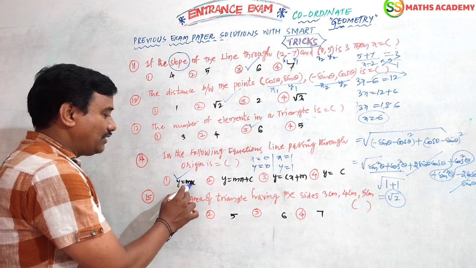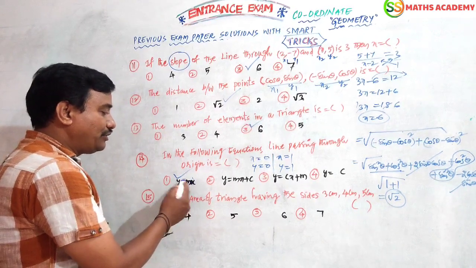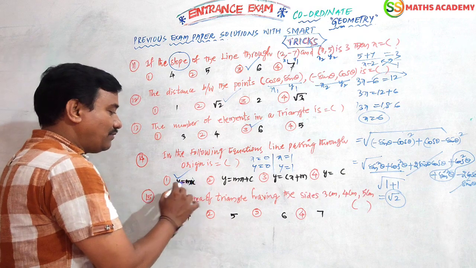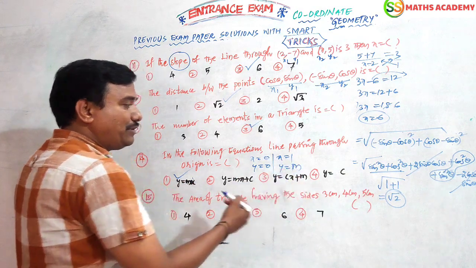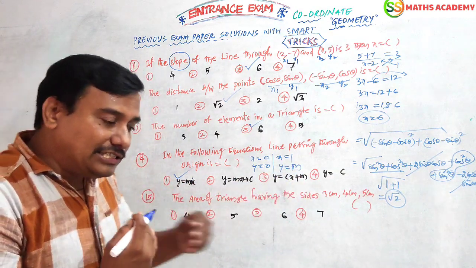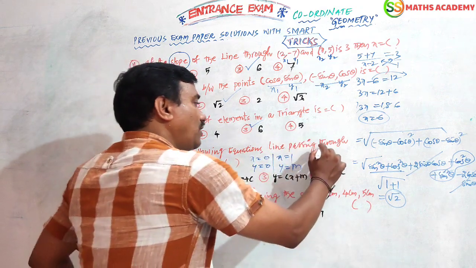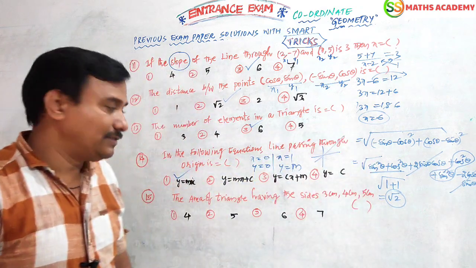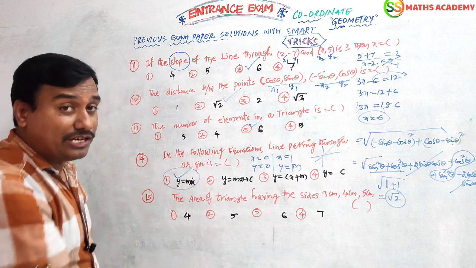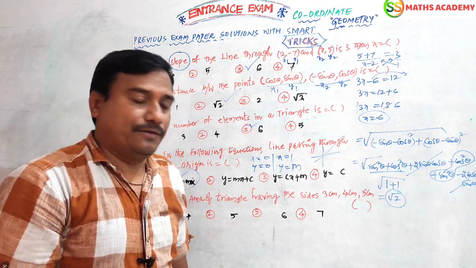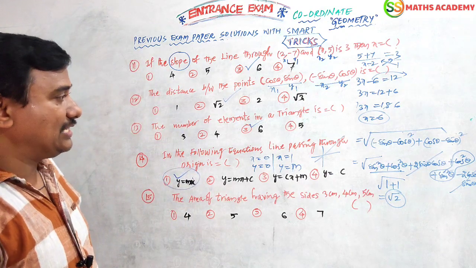So m is 1. Here if you take x equals 0, m into 0, y equals 0. If you take x equals 1, y equals m. So y equals m means slope and y. This is an equal line, so that is passing through the origin. This is a line only. Very important. Slope gradient form.